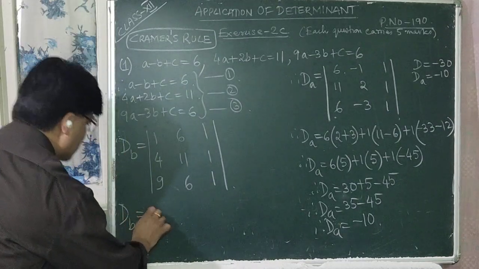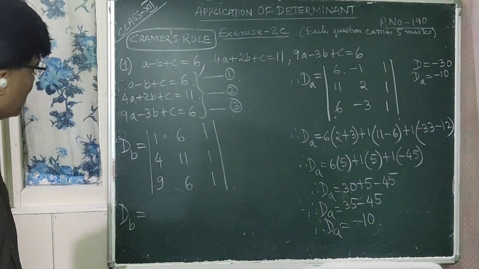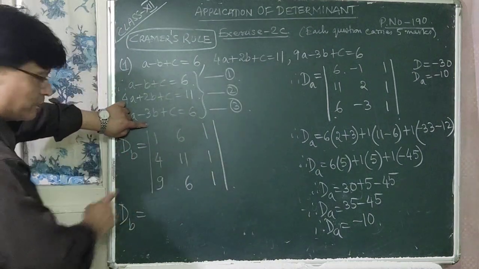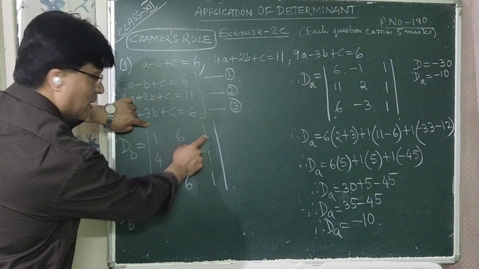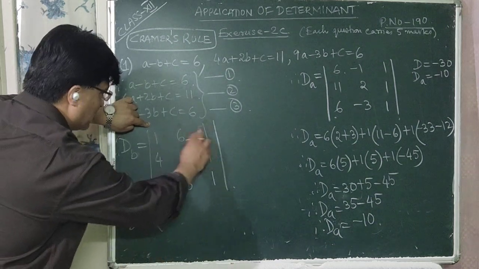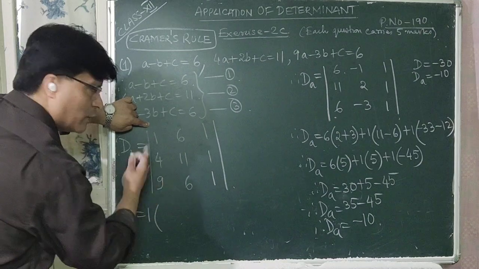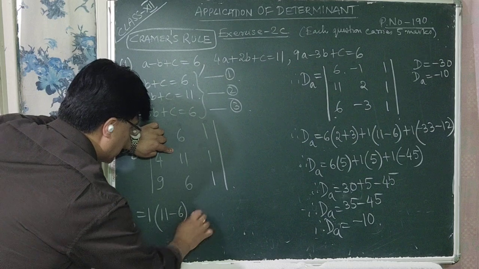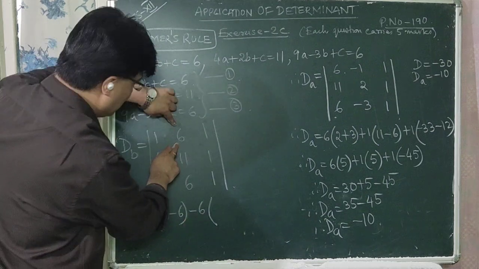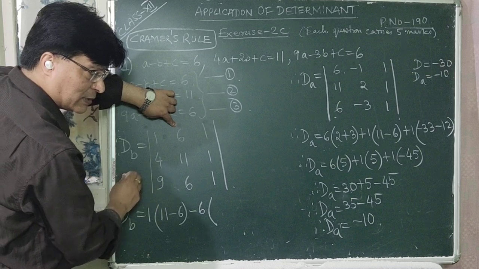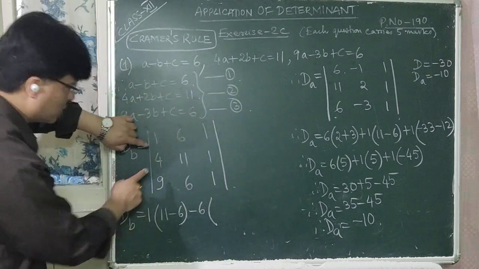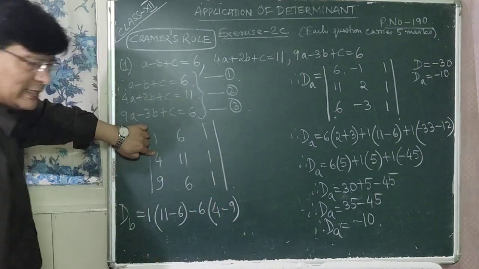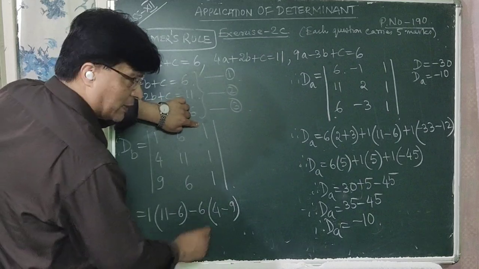So DB is equal to, let us expand it with respect to the first row here also. Plus 1, minus 6, plus 1. So 1 within bracket, delete the row and the column through the element: first row and first column are deleted. What remains? 11, 1, 6, 1. So 11 ones are 11, minus 6. Then comes minus 6. Now delete the row and the column through the element: first row and second column are deleted. What remains? 4, 1, 9, 1. So 4 ones are 4, minus 9 ones are 9. Is that clear?